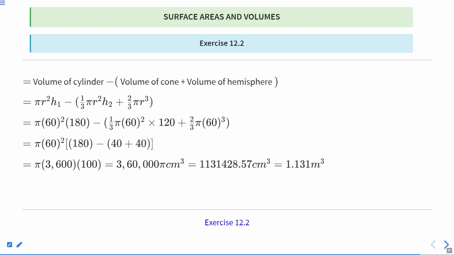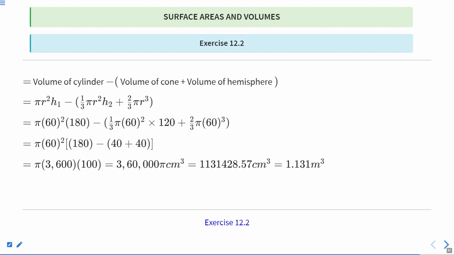So we know the formula for the volume of a cylinder, that is pi r square h1, where r is the radius of the cylinder and h1 is the height of the cylinder. And we know the formula for the volume of a cone, that is 1/3 pi r square h2, where r is the radius of the cone and h2 is the height of the cone. Okay, and the formula for the volume of a hemisphere is equal to 2/3 pi r cube, where r is the radius of the hemisphere.